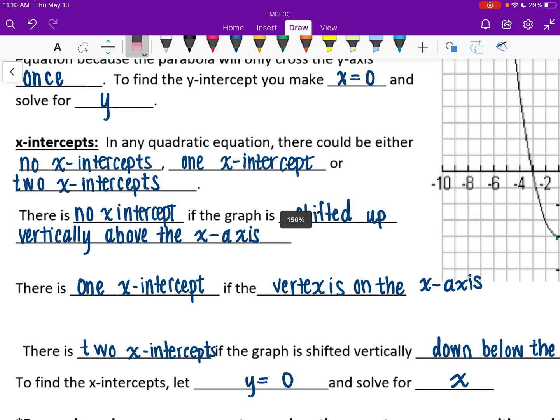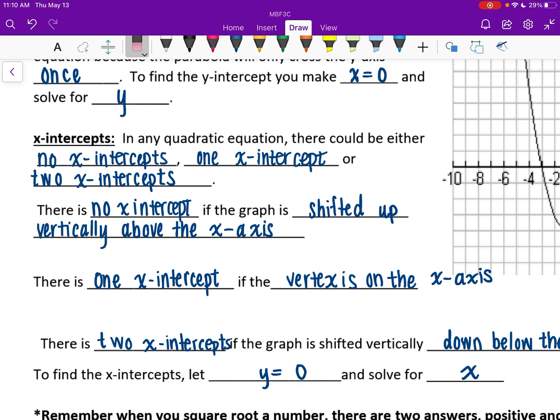X-intercepts in quadratic equations, because they're to a degree of 2, have 3 possible options. There can be no x-intercept, there can be 1 x-intercept, or there can be 2. There's no x-intercept if the graph is shifted vertically above the x-axis.